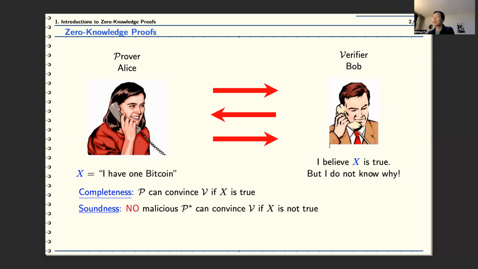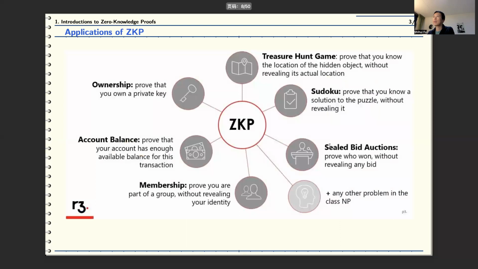Second is soundness. If the prover is malicious, then she cannot convince the verifier if X is not true, with high probability. Third is zero knowledge. If the verifier is malicious, then he cannot learn anything more than the validity of X.